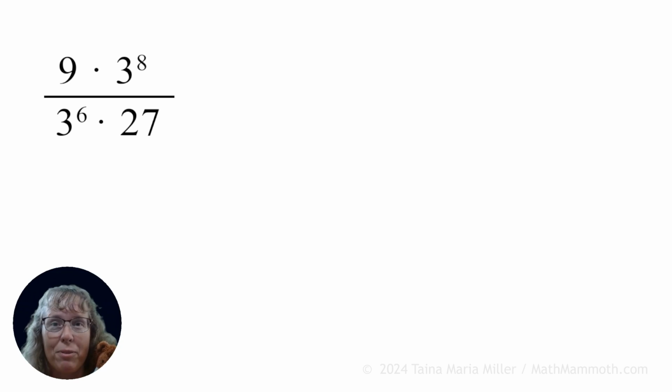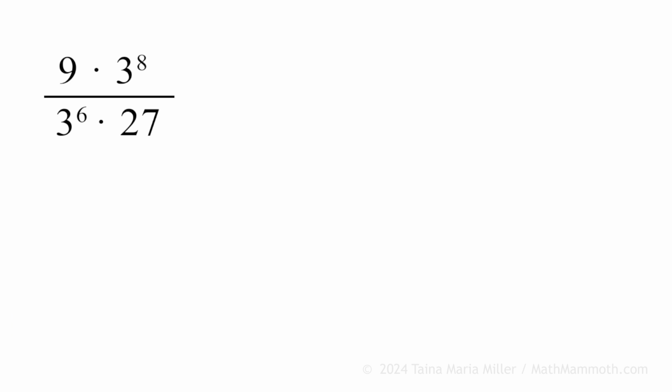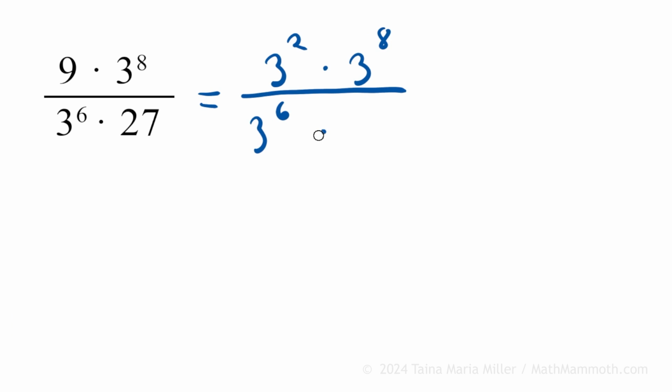Okay, lastly, let's simplify this expression. We have 9 and then 3 to the 8th divided by 3 to the 6th, and then there's 27. Looking at it, you probably noticed that 9 and 27 are both powers of 3. So let's write them like that. 9 is actually 3 squared, and then we have 3 to the 8th, and here we have 3 to the 6th, and 3 cubed. As a next step, we could already cancel something out, but let's first simplify just the top part here. The numerator becomes 3 to the 10th, and this one becomes 3 to the 9th.